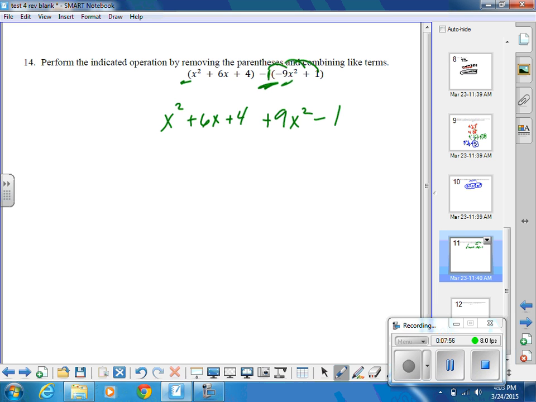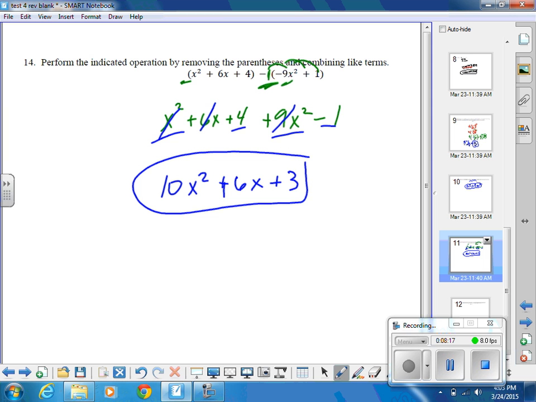Okay? Now, here I'm going to go ahead and combine my like terms. I have 9x squared and x squared, which gives me 10x squared. Cross those off. I don't have any other x's to go with the 6x, so I just add it on. Okay. 4 and negative 1 gives me a positive 3. And that's it. That's all I do for that.